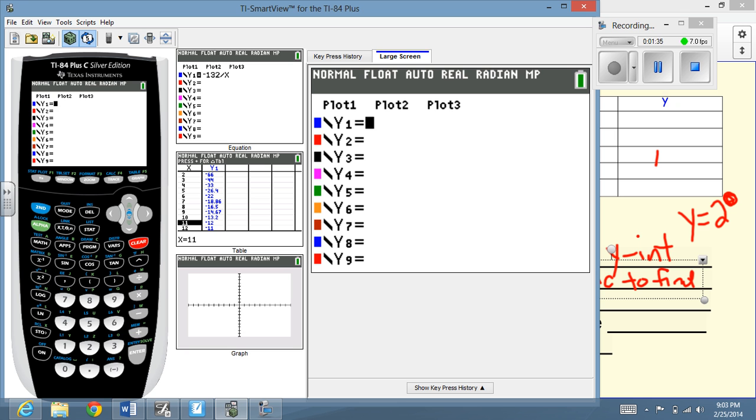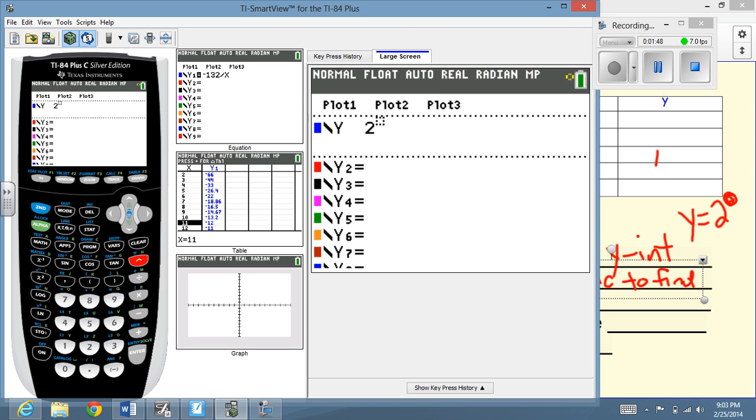I already have something in there, I'm going to clear that out. And my y equals in this case is 2 to the x power. So I'm going to do 2. And in order to raise to a power, I'm going to hit my caret sign, which is that one right below the clear button. And then my x, remember, is the button right below mode. It is not the multiplication button. So right there, that shows 2 to the x power.